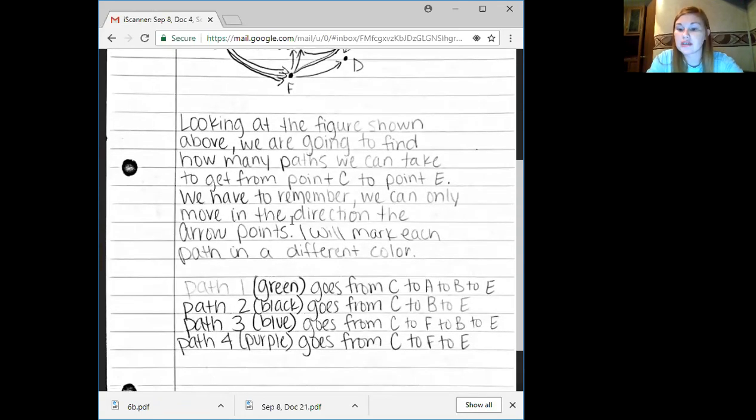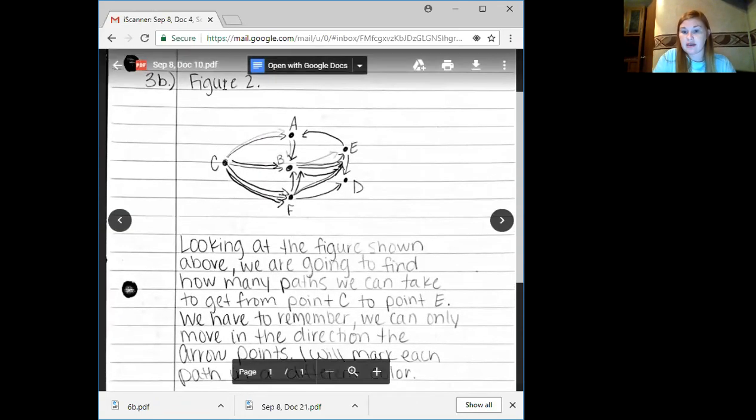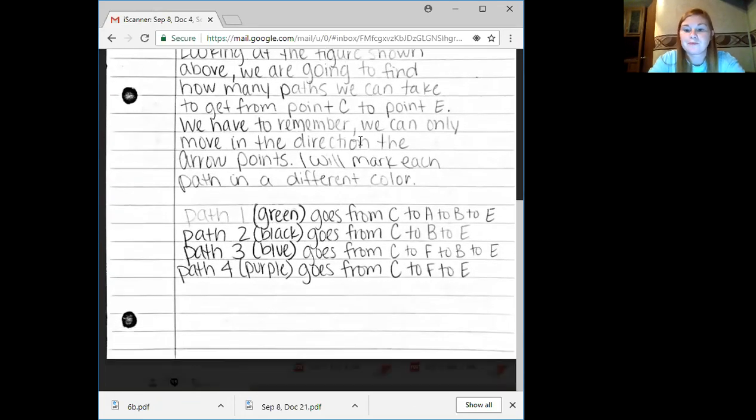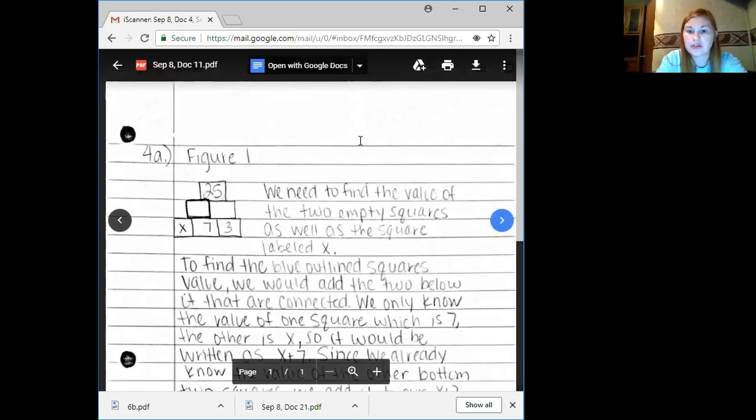And then path 4 is going to go from C to F to E. So we're going to go here from C all the way down here to F, and then straight from F up to E in the direction of that pointer. So that is how we would find the paths for that particular question.